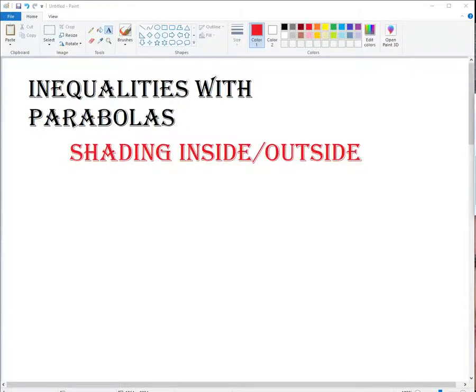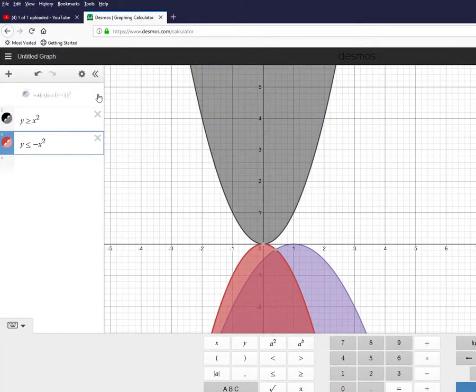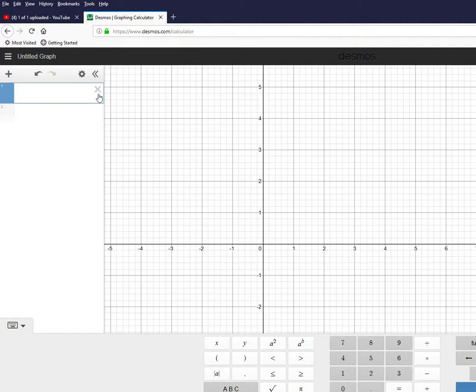Alright, so today's parabola lesson is we are dealing with inequalities with parabolas. So now we're not just talking about graphing, we're talking about shading either inside the parabola or outside the parabola. Okay, so we are going to use Desmos. Let's just get rid of these examples here. We're going to use Desmos and go through some examples to see if we can try and figure out a pattern here.